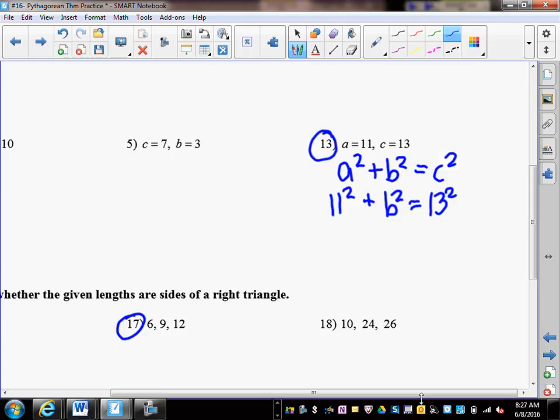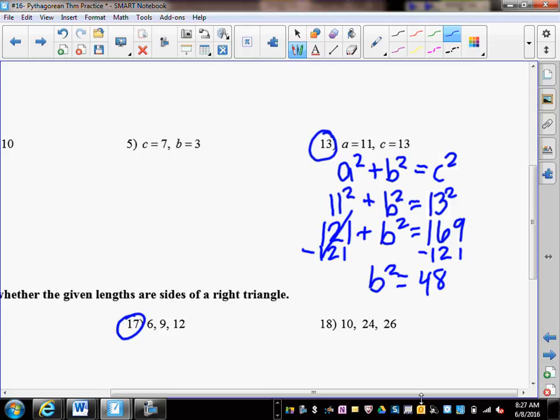Okay, what's 11 squared give us? Very good, 121. And 13 squared? Awesome. So now what do I do to solve for B? Very good, subtract my 121. Get B squared equals 48, good. And now what? Very good, Rachel. Square root both sides. So I get B equals the square root of 48.